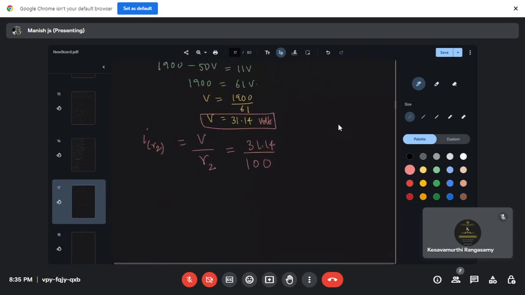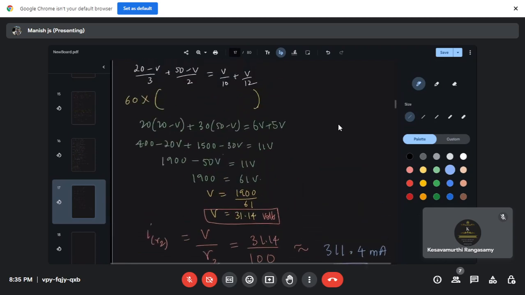Okay. Divided by 100. So how much is the answer? 31.14 by 100. It is in terms of milliamperes you have to say the answer. So it will be 311.4 milliamperes. Okay. So you get the answer as 311.4.